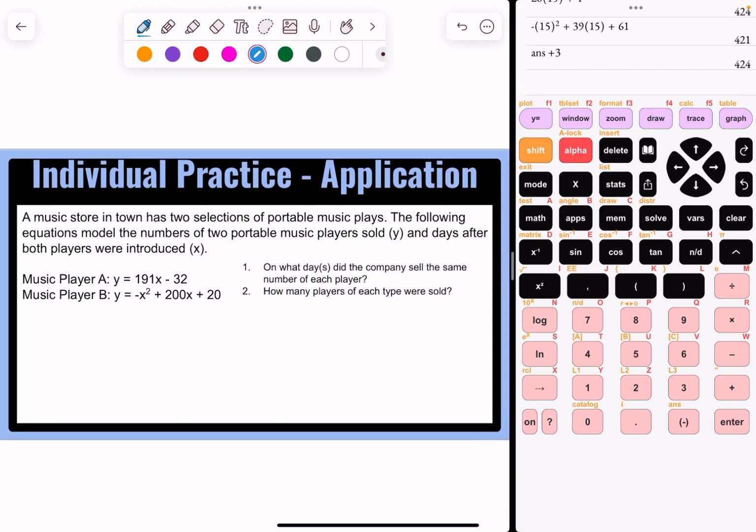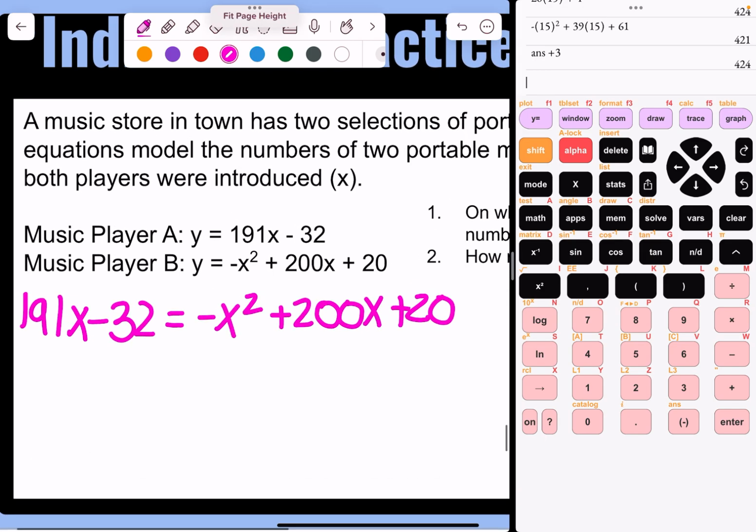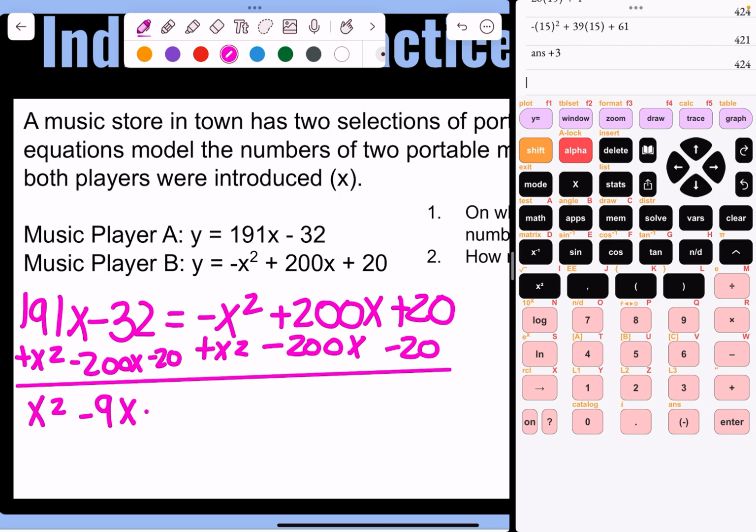All right, individual practice. You want to pause the video and try this one on your own. Again, these are both equal to y, so we could set them equal to each other. All right, add the x squared to both sides. Subtract the 200x. And then subtract the 20. So we will get x squared minus 9x minus 52 equals 0.